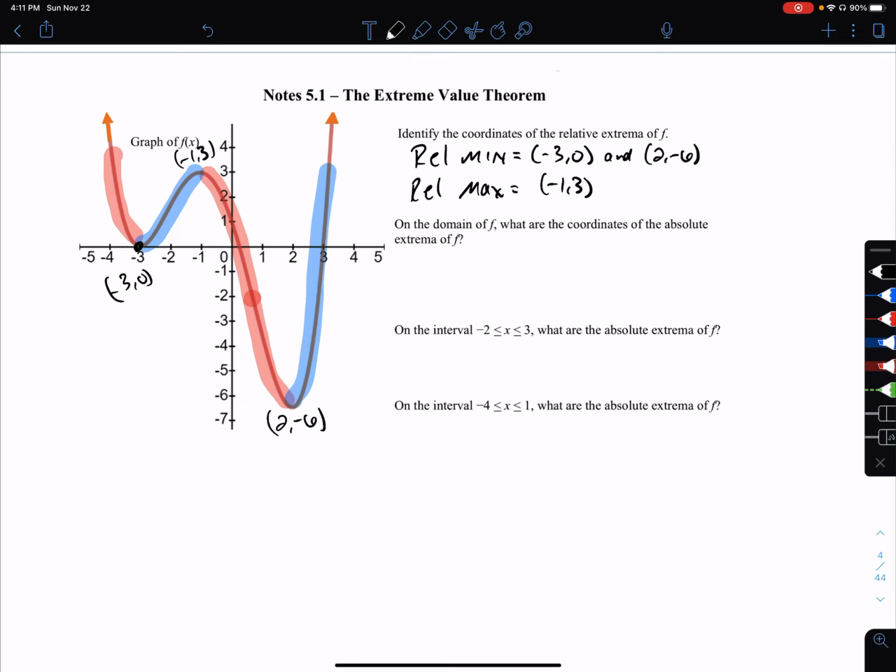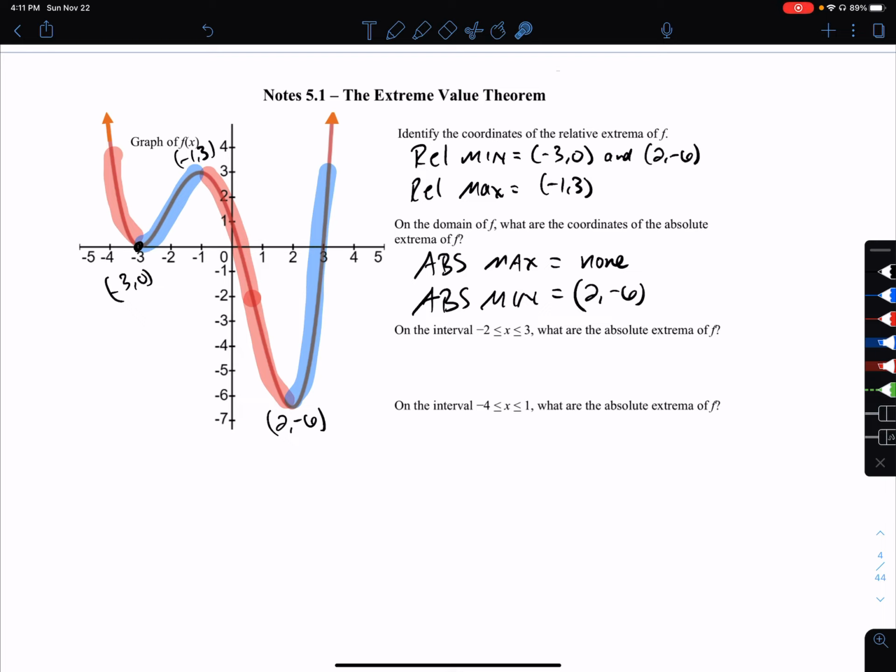On the domain of f, what are the coordinates of the absolute extreme values? Absolute extreme values would be the highest and lowest points on the graph. As far as an absolute max goes, there is not one. The graph is going up forever. Absolute minimum would be here at 2, -6, because that's the lowest point on the graph. It said, what are the coordinates? That's the coordinates. In general, if it says where is a point, that's referring to an x value. If it says what is the value, that's referring to a y value.